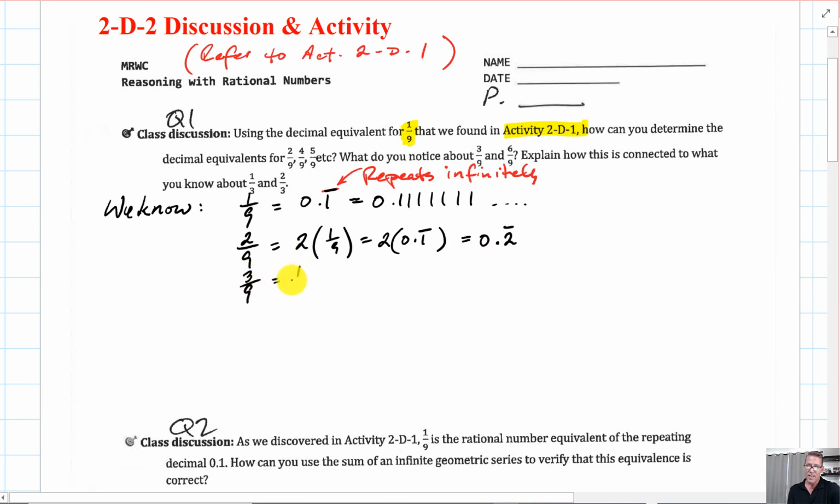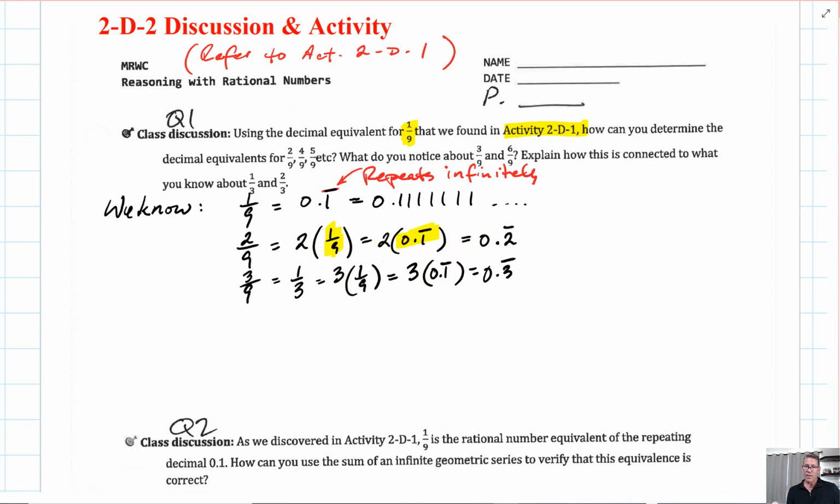Let's continue. 3/9, which is the same as 1/3. That's why they asked you about the connection between 3/9 and 1/3, and 6/9 and 2/3, because you can reduce that. It's the same thing as 3 times 1/9. Since you know 1/9 is 0.1 repeating, you multiply it by 3 to get 0.3 repeating. I'm using prior knowledge here. 2/9 must be double that, and 3/9 is triple that.